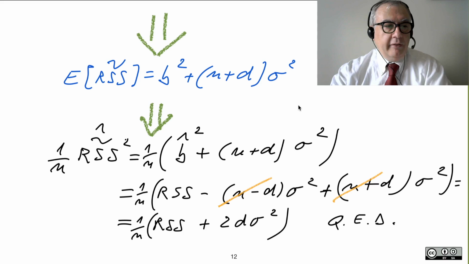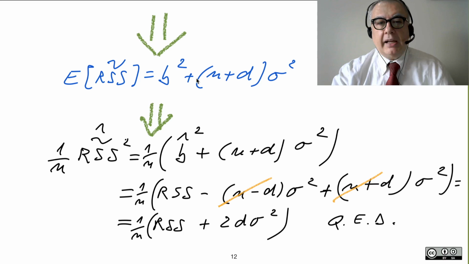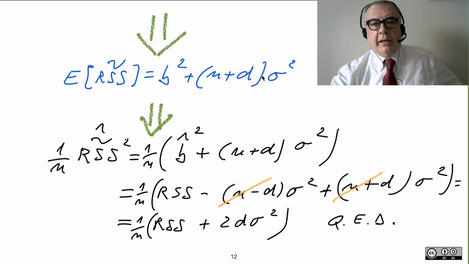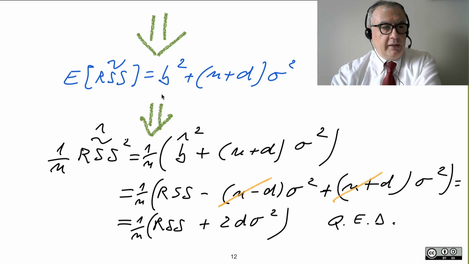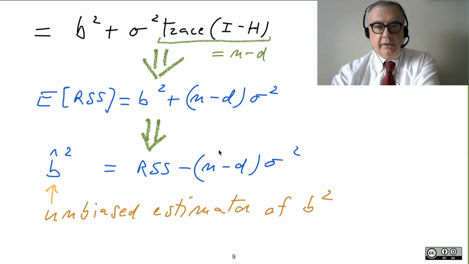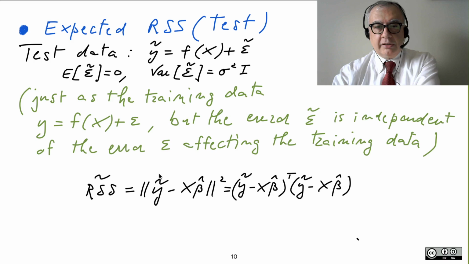Final result: the expectation of the residual sum of squares in test is given by the squared bias plus this term. Now we should remember that we already have an unbiased estimator for b squared. We found it a few minutes ago. It is here. This is our unbiased estimator. So I'm going to plug this estimator into the last formula.